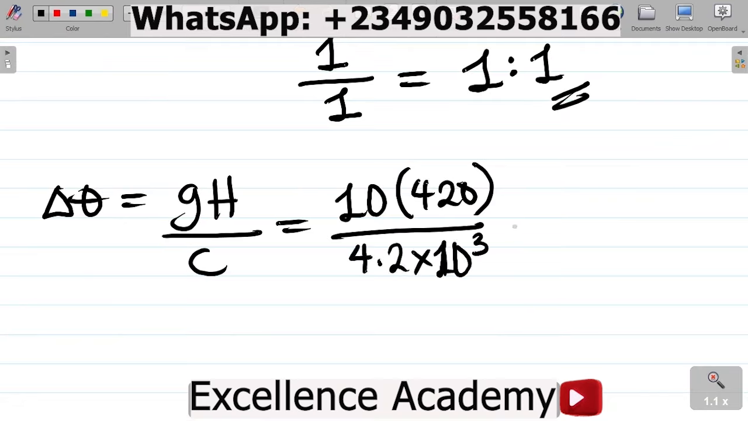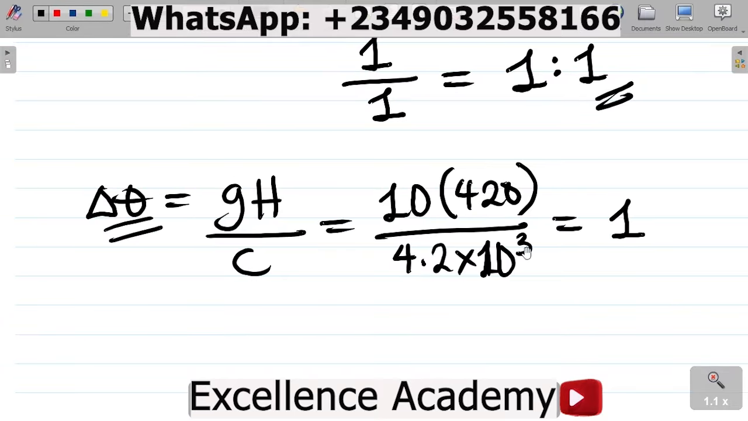You have this. So let's punch this. I will get my calculator and punch this very correctly. So I'm going to do, let's say this. 10 times 420, all divided by 4.2 times 10 to the power 3. If I do that, the value there is 1. So I have my answer here as 1.